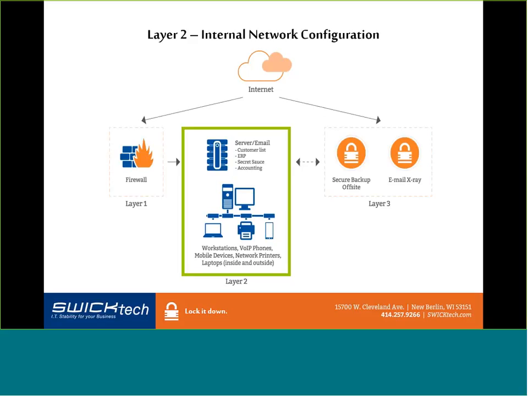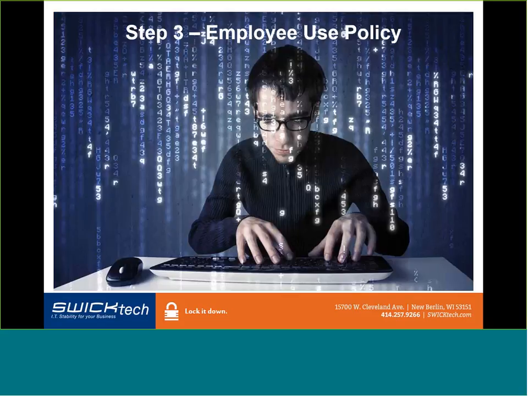Layer 2 is the next area where we look at how to protect your network. These are things like your servers, your antivirus programs, your workstations, and so forth. To start with that, step 3 is an employee use policy. Do you have a documented policy on what your IT can be used for? It's not that you don't trust your employees, it's just you want to set proper expectations.